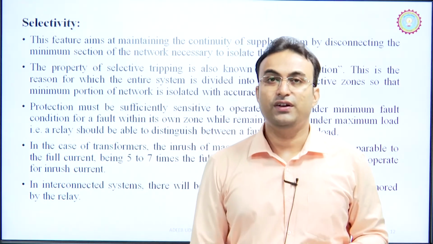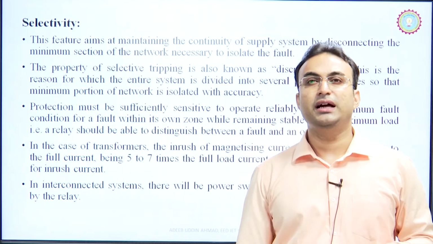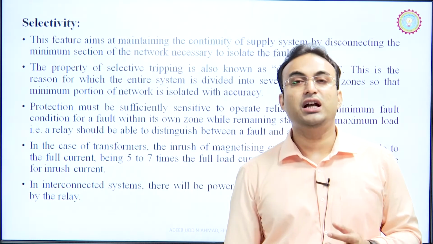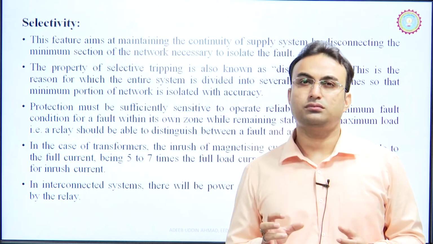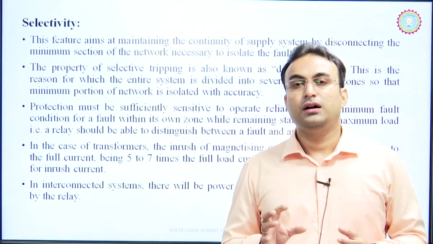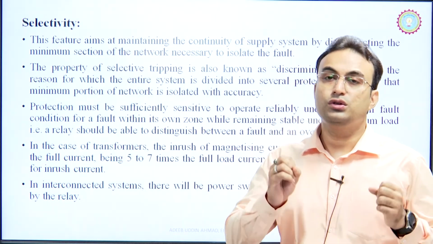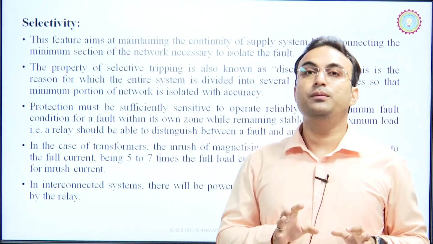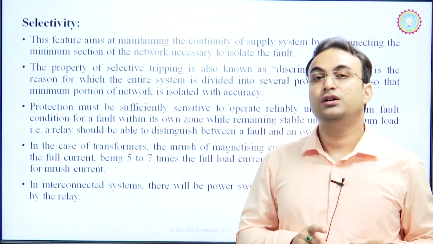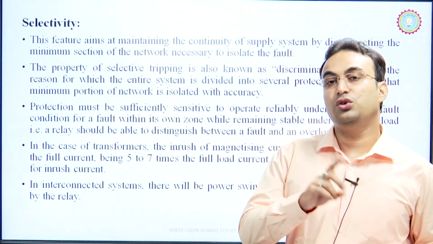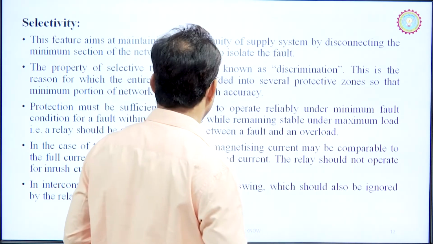Now, selectivity, a very important point. The feature aims at maintenance of continuity of the supply system by disconnecting the minimum section of the network necessary to isolate the fault. So we have some decision making, and with this decision making we want to ensure the minimum number of circuit breakers operate, so that the continuity of the power system is not affected. Let us take an example.